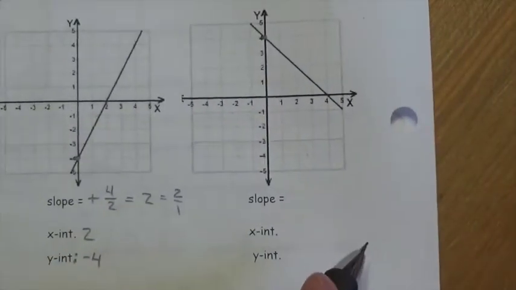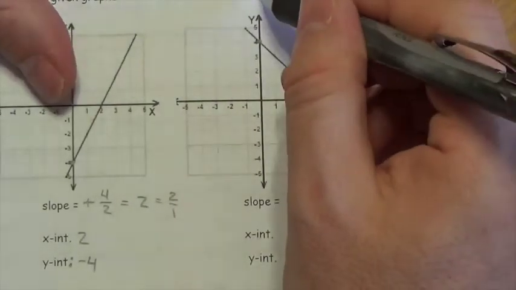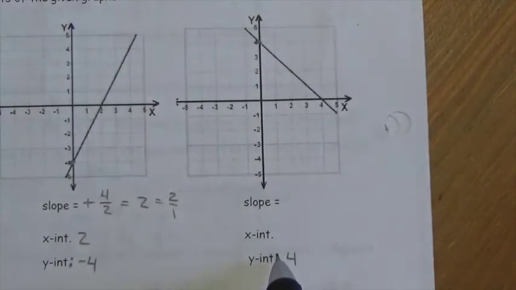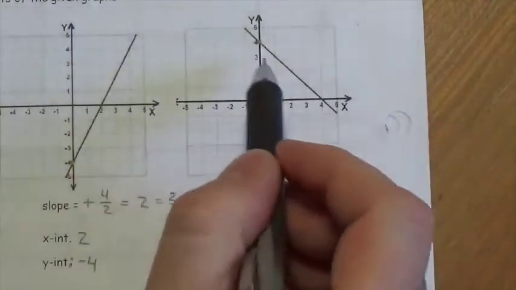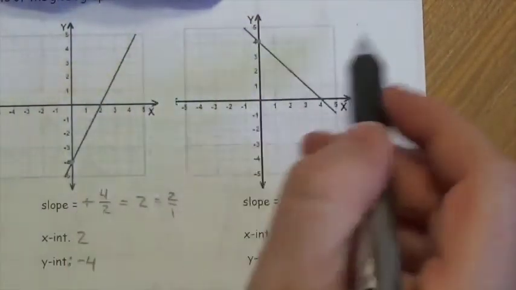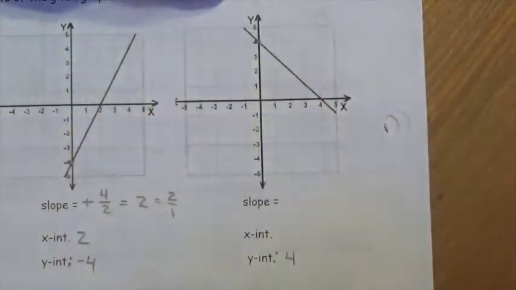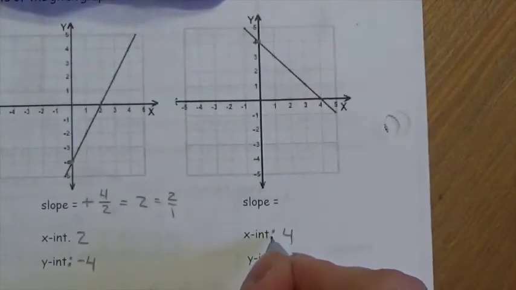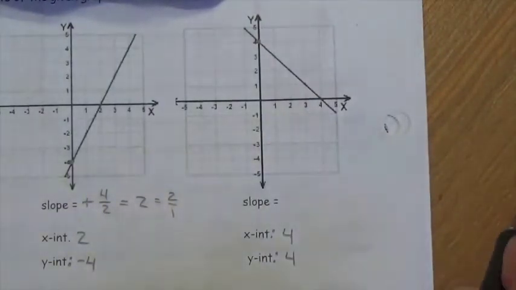And this last one here, again, let's take a look at the y-intercept here. Where do I hit the y-axis? Well, when the y-coordinate is 4, that's when I hit the y-axis. There's no other spot where the y-coordinate is 4. The x-intercept is also 4. That's where I'm hitting the x-axis.